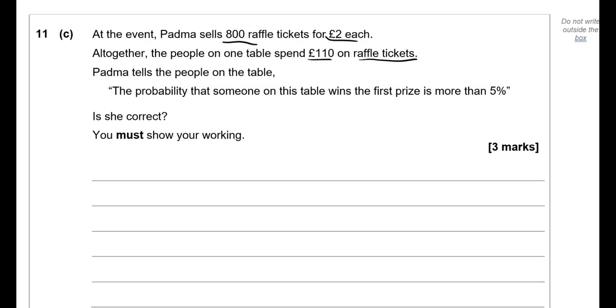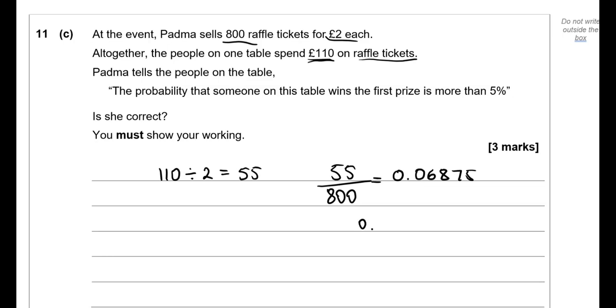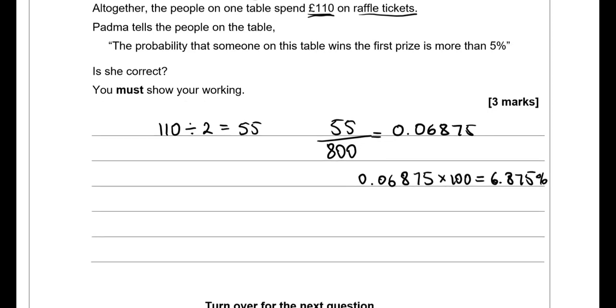So let's work out how many tickets were purchased by the people on this table. So if £110 were spent and one ticket costs £2, then 55 tickets were sold. So that is 55 tickets out of 800, gives us 0.06875. So if we multiply this by 100 to get the percentage, this is going to give us 6.875. So that is higher than 5%. So is she correct? Yes, she is.